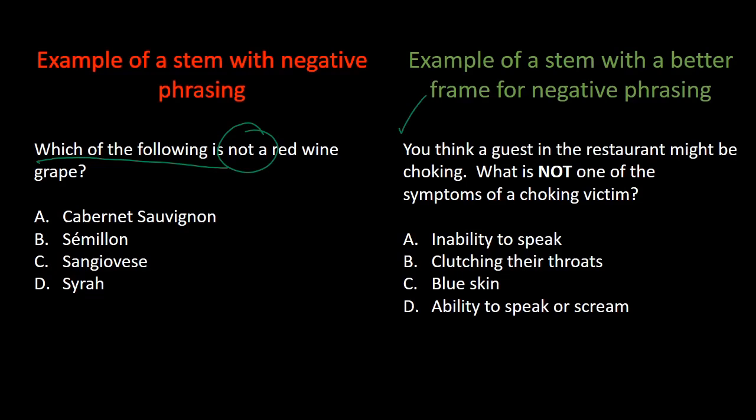On the right, we see a question with a frame for negative phrasing. Here, this question was developed for a learning objective related to identifying the common symptoms of a choking victim. If the person was not able to speak or scream, they could not tell us they were choking, which is not the case in a real situation. If you decide to use negative phrasing, do not forget to highlight the negative word. In this case, the word not is in bold and all caps.